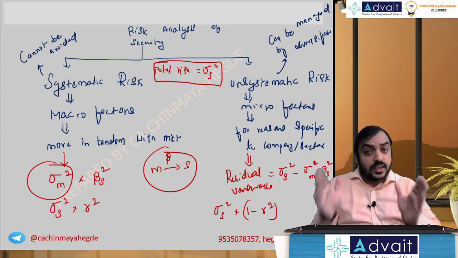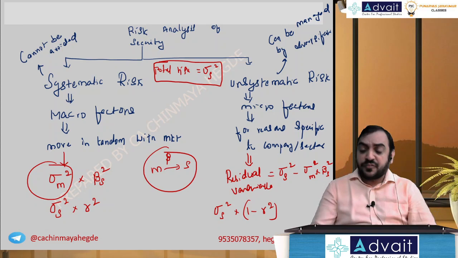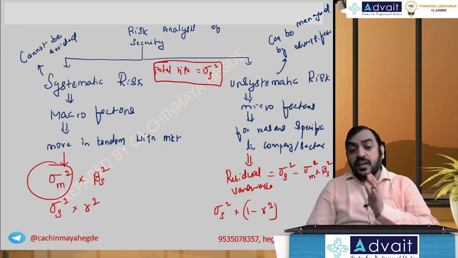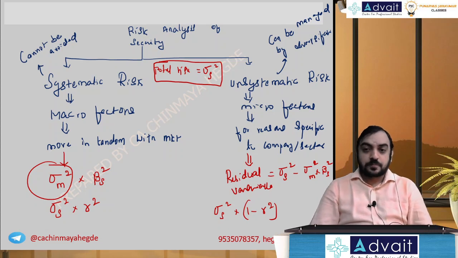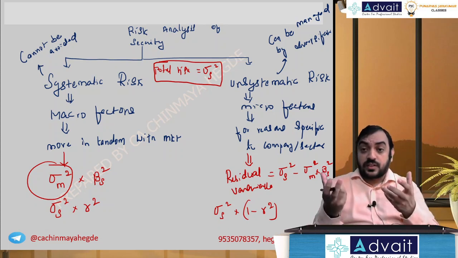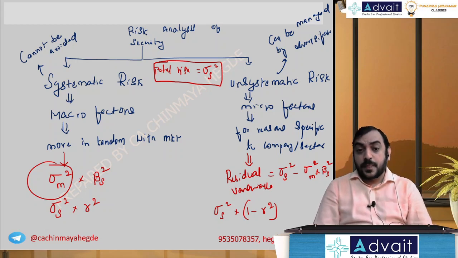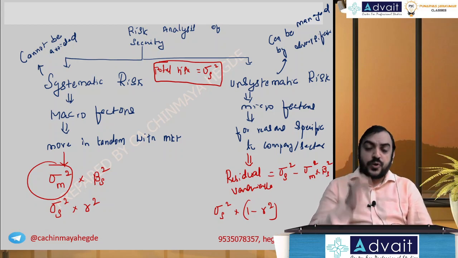All these analyses are based on the assumption that what happened in the past is likely to happen in the future. So systematic risk is calculated by market variance into beta of S whole square. Unsystematic risk is calculated as a balancing figure, a residual figure. Any question on this? Because now I'm going to calculate one more risk called Sharpe risk or portfolio risk using the Sharpe method, which is a slightly different way of calculating the portfolio risk.